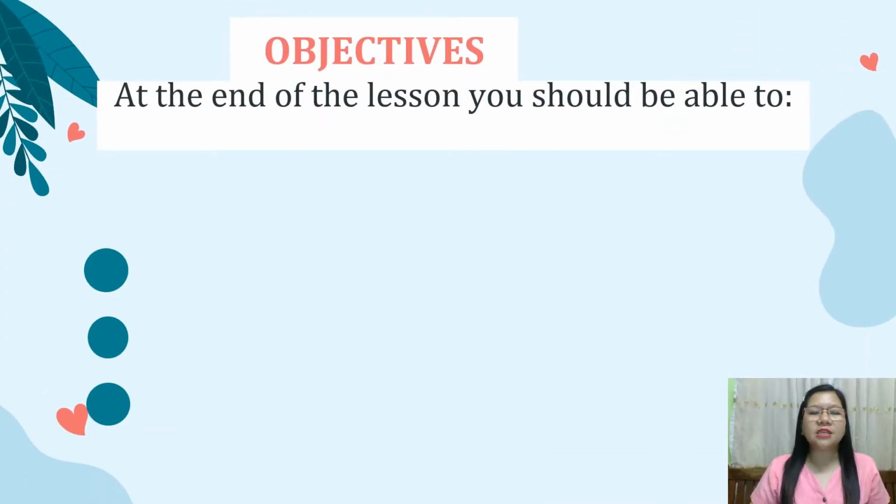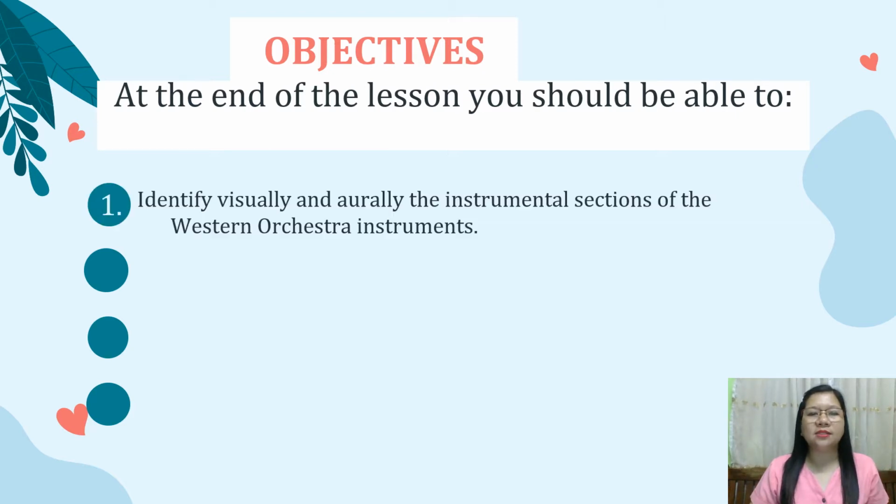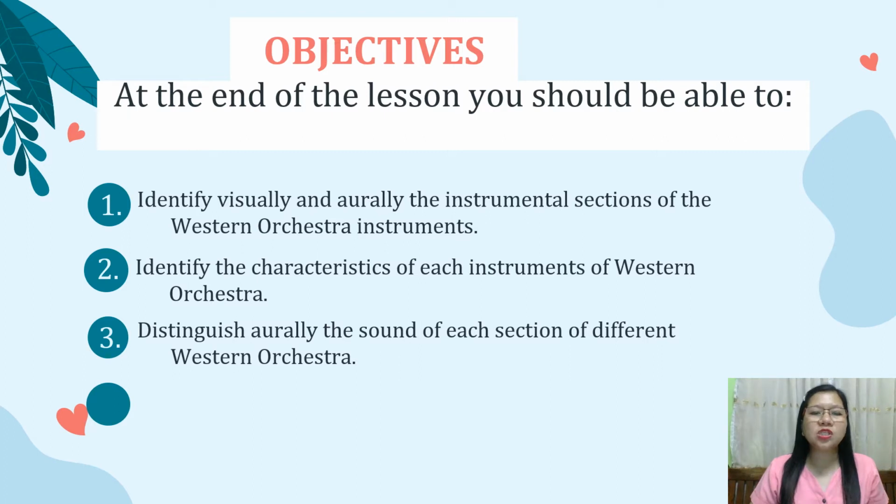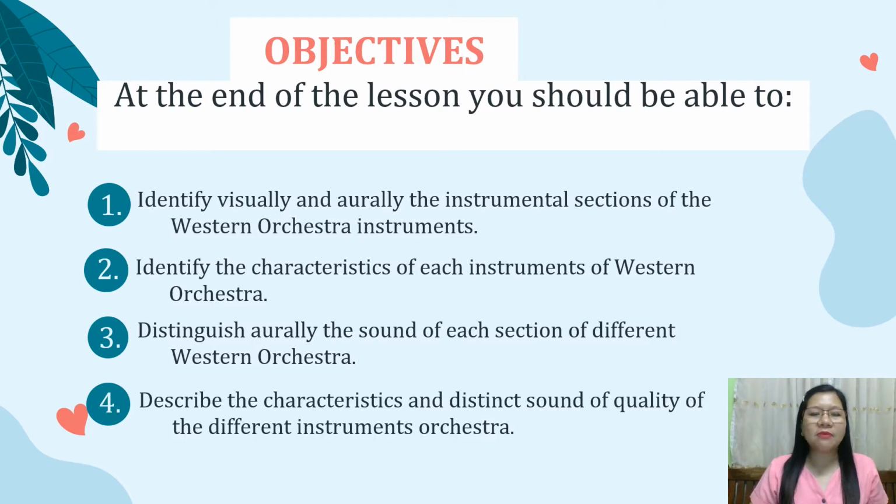For our objectives, at the end of the lesson, you should be able to: 1. Identify visually and orally the instrumental sections of the Western Orchestra instruments. Number 2. Identify the characteristics of each instrument of Western Orchestra. Number 3. Distinguish orally the sound of each section of different Western Orchestra. Number 4. Describe the characteristics and distinct sound quality of the different instruments of the orchestra.